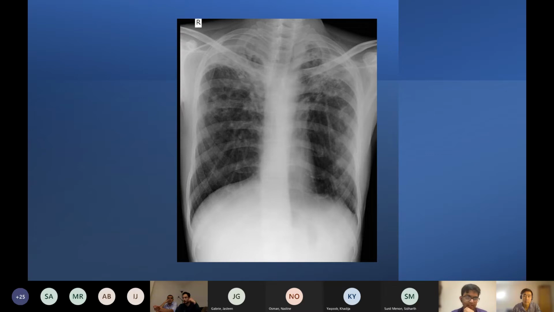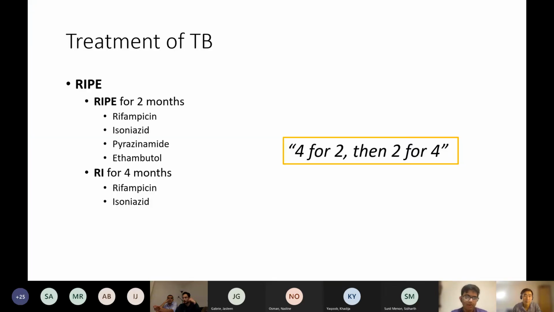RIPE, absolutely. So RIPE for 2 months, and then RI for 4 months. As James put it, 4 for 2, then 2 for 4. Notably, initially you're starting with 2 bactericidal agents and 2 bacteriostatic agents, and then after the first 2 months, you basically just move on to bactericidal agents in order to kill off any remnants of the bacteria. So that's basically it for the treatment of TB.